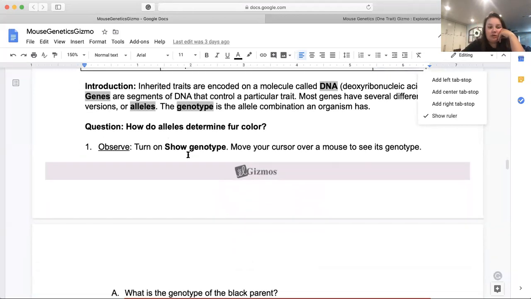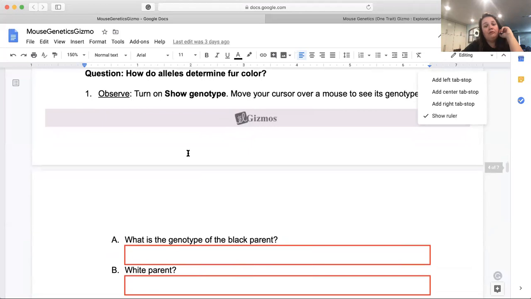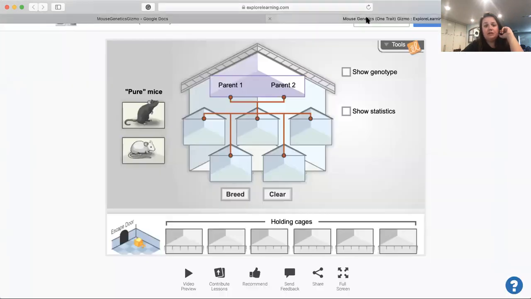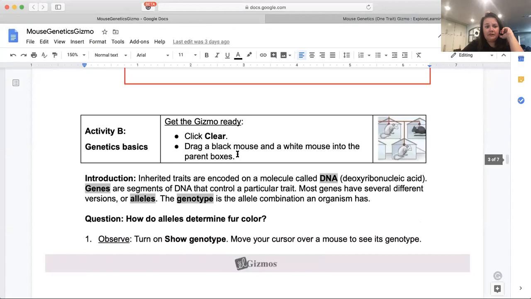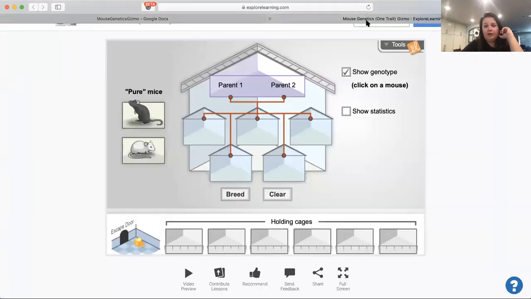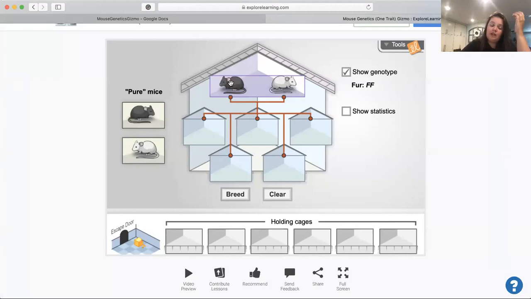On the Gizmo, it says turn on show genotype, move your cursor over the mouse to see its genotype. So over here, you're going to click show genotype. We need a black mouse and a white mouse in the parent boxes. So we have a black mouse and a white mouse. When I drag my mouse over the white mouse, it says lowercase f, lowercase f. And when I drag it over the black one, it says capital F, capital F.